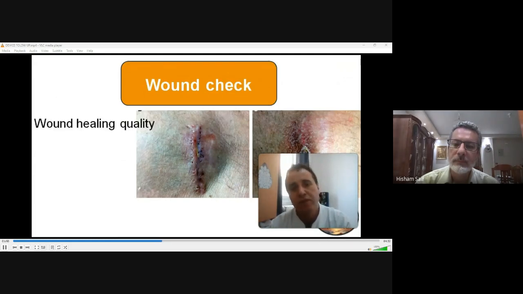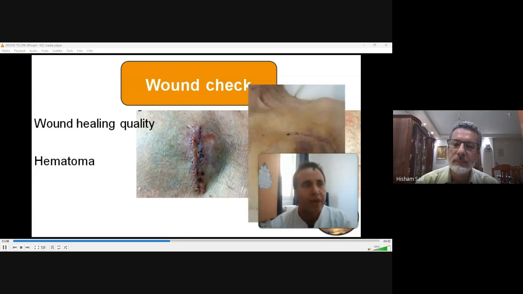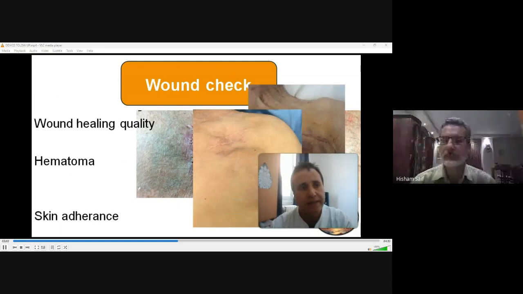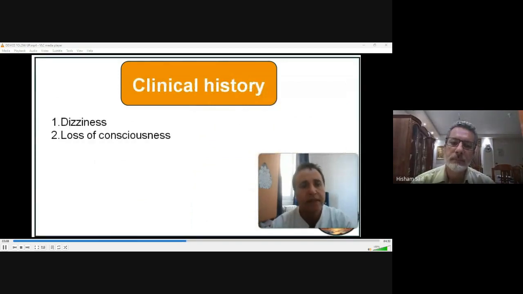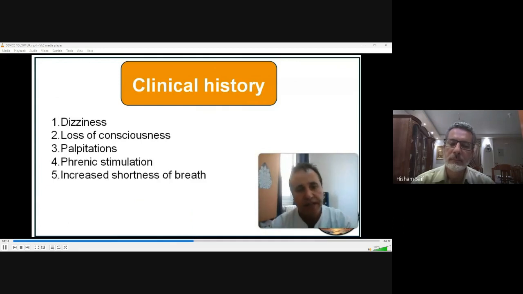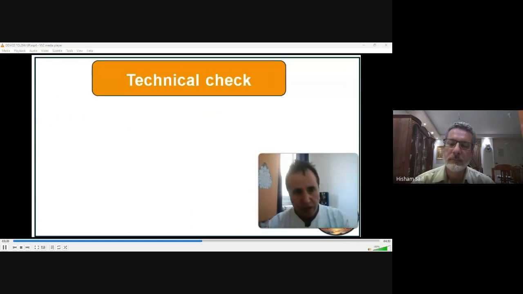For the wound check, we must verify the wound healing quality, the absence of hematoma, and look for possible skin adherence. For clinical history, we look for symptoms like dizziness, loss of consciousness, palpitation, phrenic stimulation, increase in shortness of breath, and fluid retention. The objective of the technical check step is to determine the battery voltage, to verify the device ability to operate, and to estimate the remaining longevity.